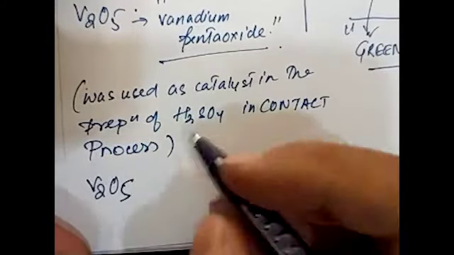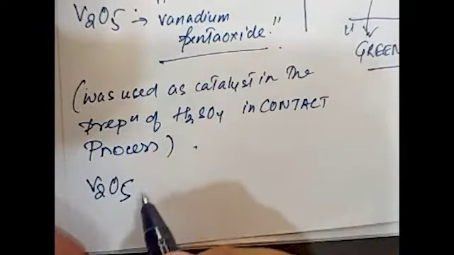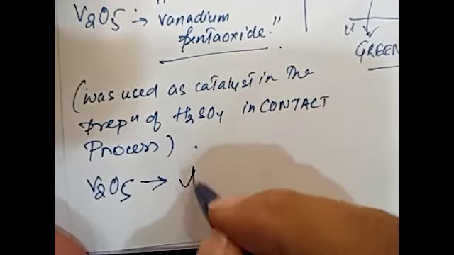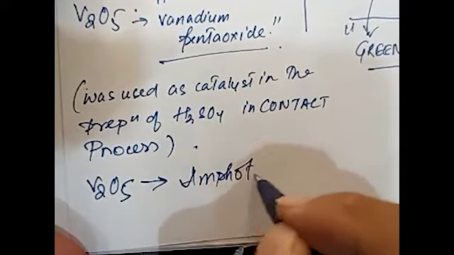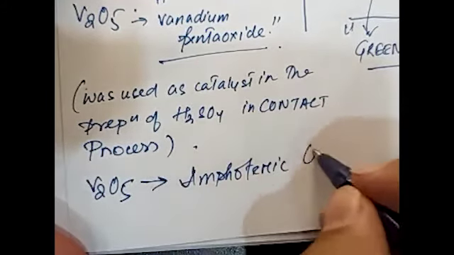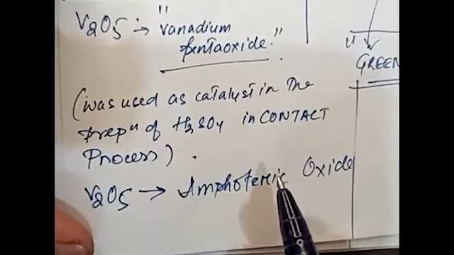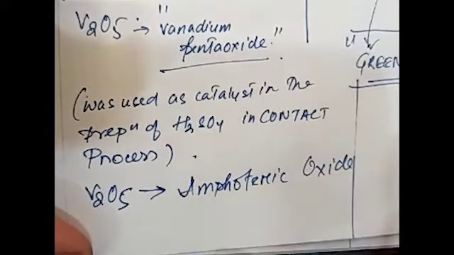V2O5 is also having covalent nature a little bit, but it is mostly an amphoteric oxide. This is mostly an amphoteric oxide. Okay? V2O5 is mostly amphoteric in nature.